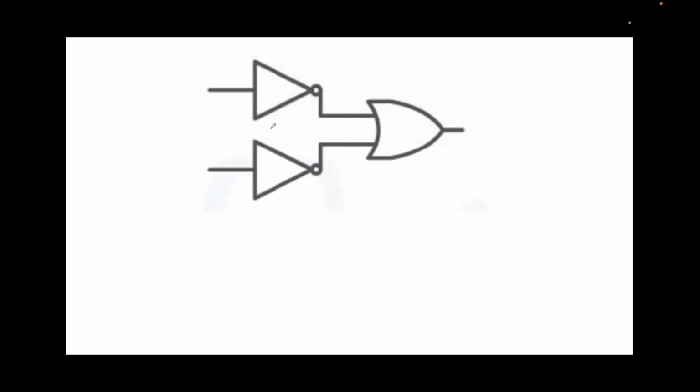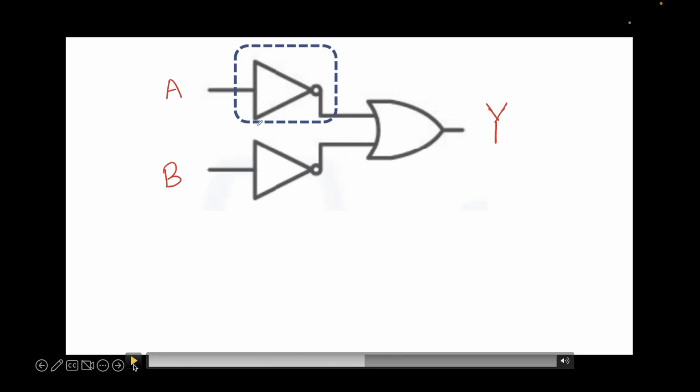In our question, we are given this circuit. So let's assume that the inputs are A, the top input is A, the bottom input is B, and let's say that the output we want is Y. Now let's first look at the top gate, which is depicted in this blue rectangle here. Note that this is a NOT gate.